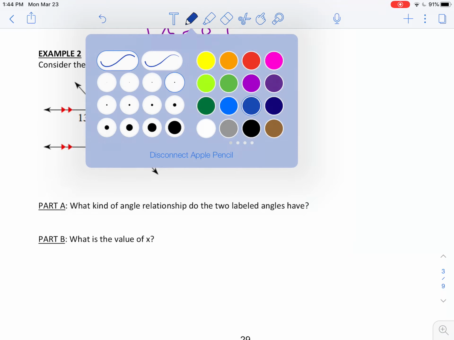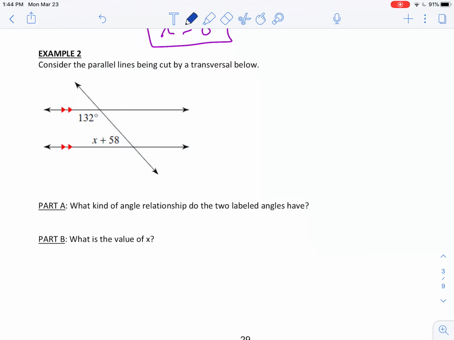All right, I'd normally ask if you have questions, but we're going to move on. All right, this one is just a little bit trickier. We still have our parallel lines and we still have them cut by a transversal. But here we don't have alternate. They're not on opposite sides of the transversal. So they aren't corresponding. So we have to think about this. This is like a two-step problem.